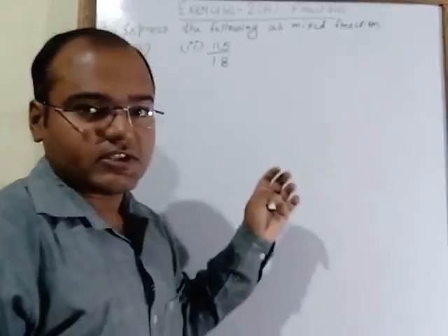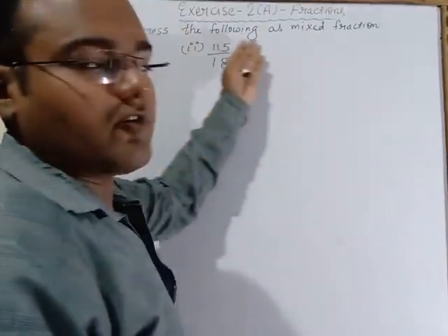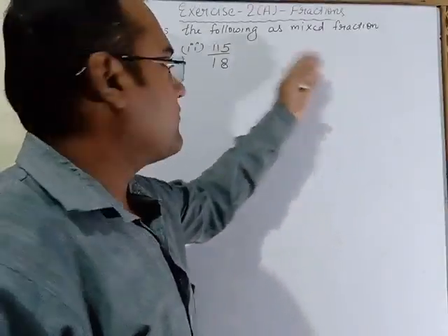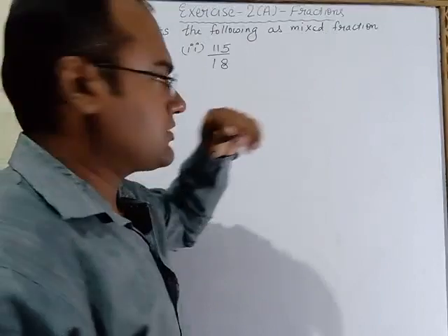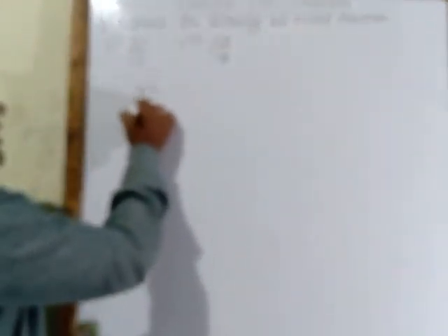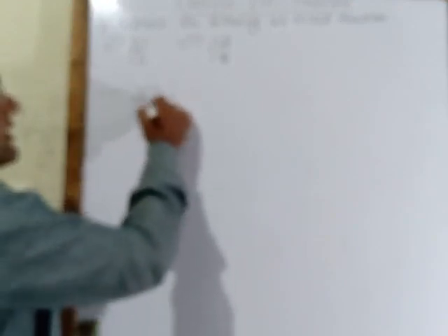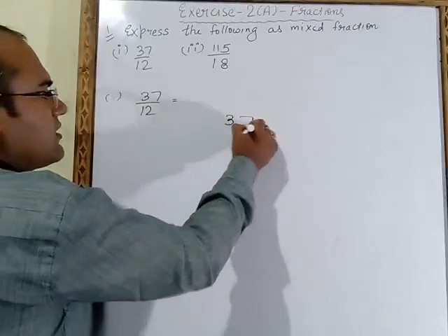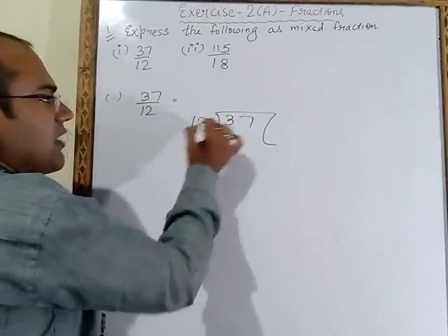So first question of this exercise is express the following as mixed fraction. We have to change in mixed fraction. So first part is 37 upon 12. First of all, you have to divide these numbers. 37 you have to divide with 12.